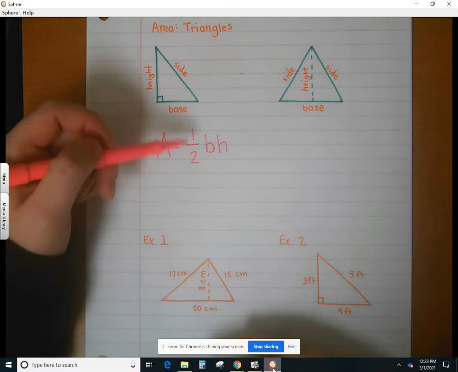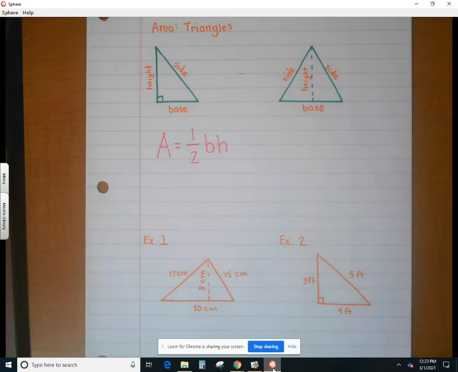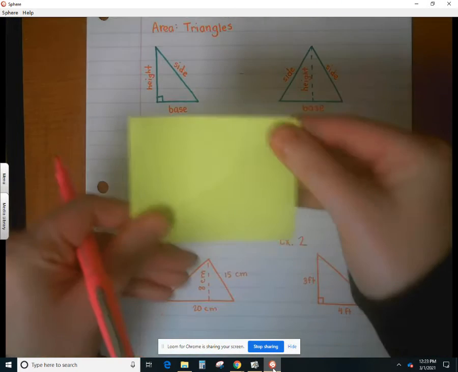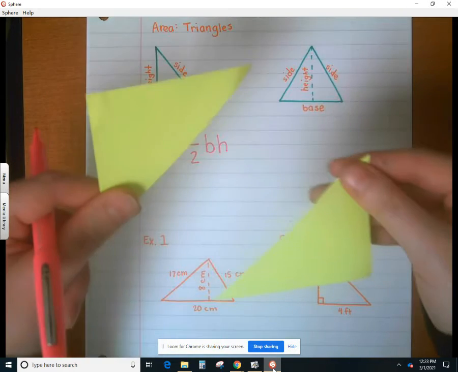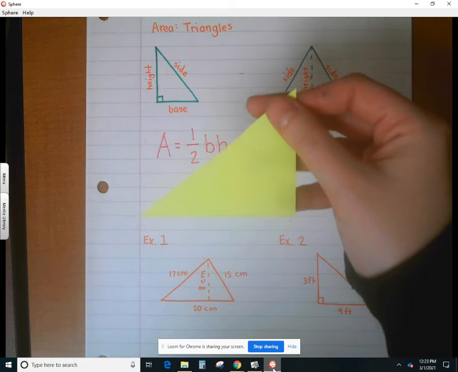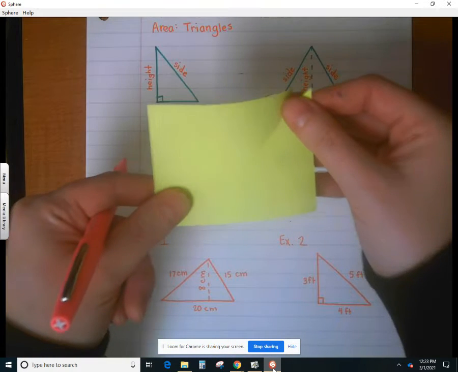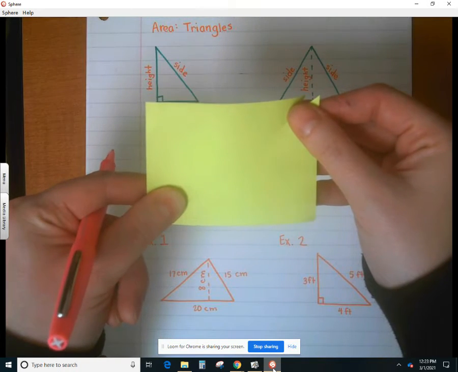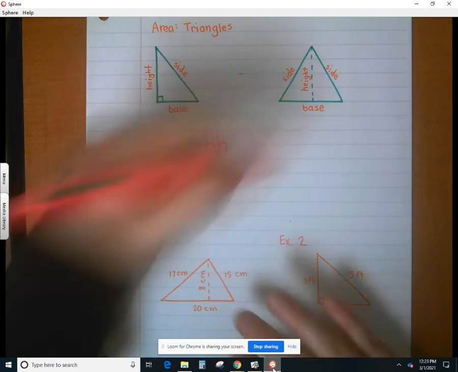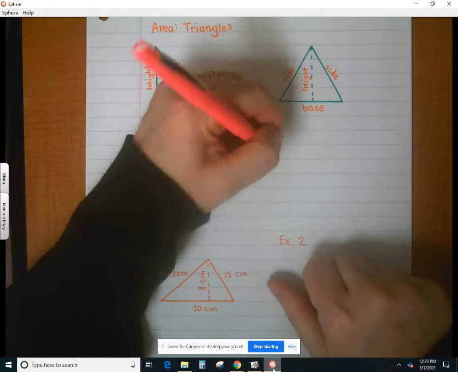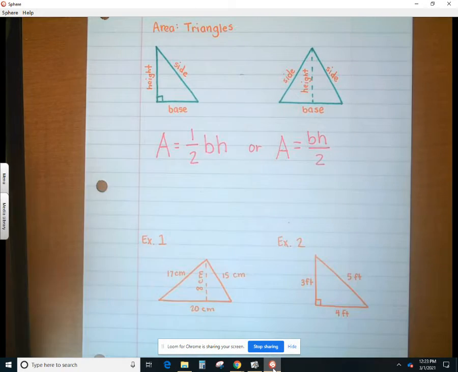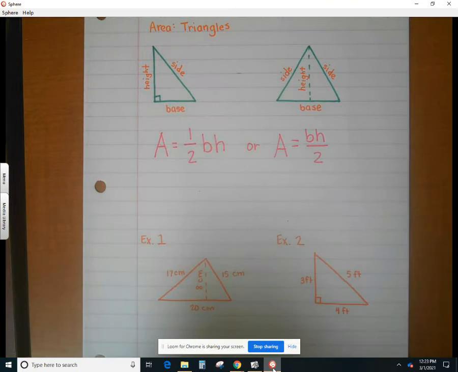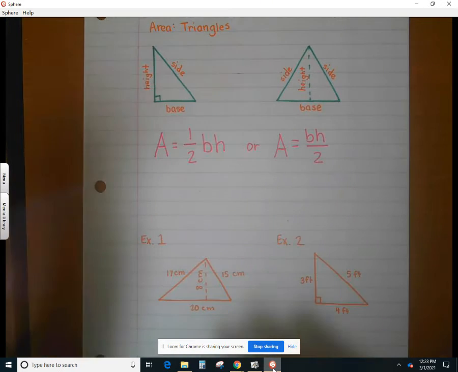And when you find half of something, you're actually just cutting it in two pieces. The reason that it's 1/2 base times height is because if I have a rectangle and I cut it in half, or I divide it into two pieces, cutting in half is just dividing in two, I now have a triangle. So the area of this triangle is half of the area of the rectangle. Rectangle is base times height, so triangle is half of that. Another way of writing that, and the way that I typically write it, is base times height divided by 2. Because again, if you're finding half of something, you're just dividing it into two pieces. So that's my preferred formula.